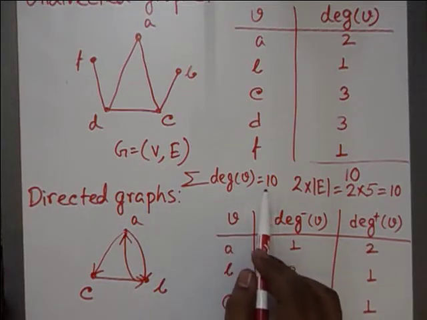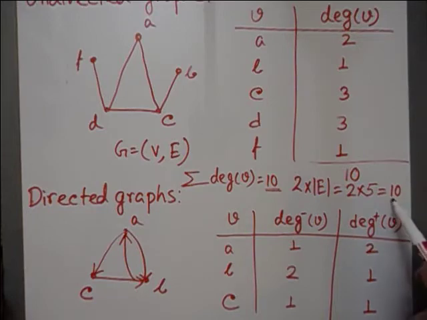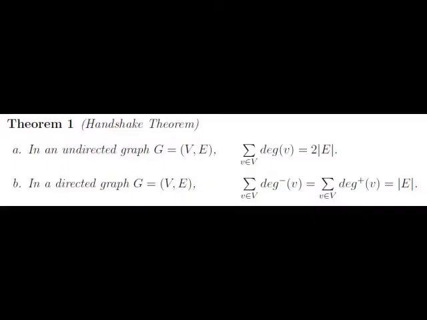Sum of all degrees is 10, twice the number of edges is 10. Okay. For a directed graph, sum of all in degrees is equal to sum of all out degrees is equal to the number of edges. So let's do that.